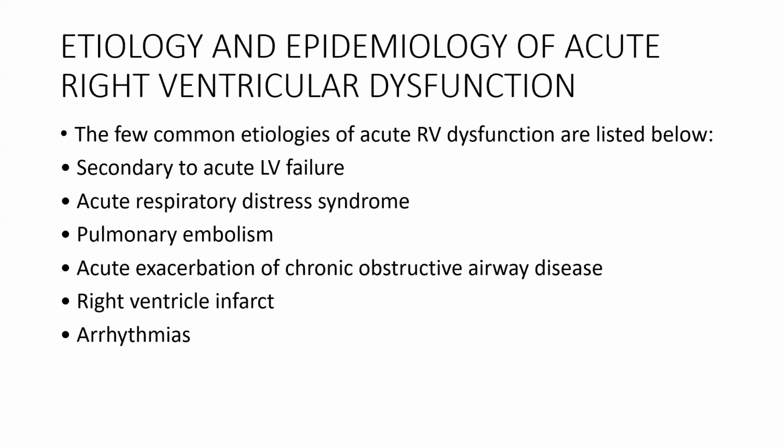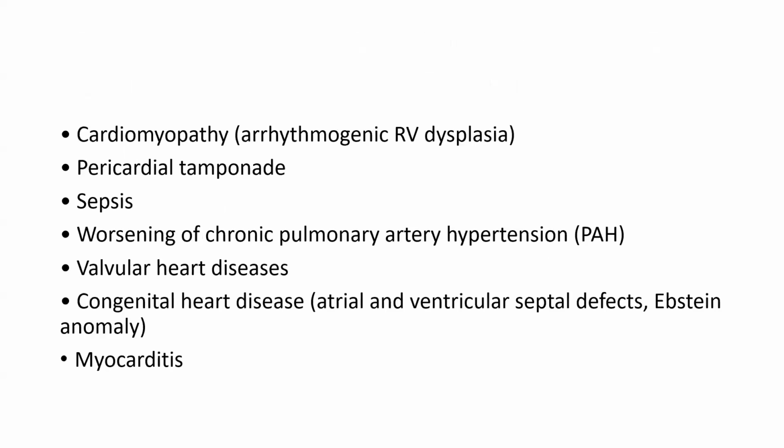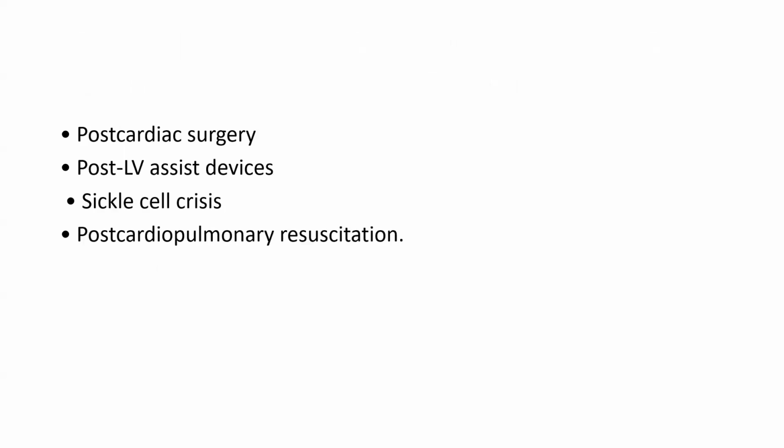Now about etiology and epidemiology of acute right ventricular dysfunction. A few common etiologies of acute right ventricular dysfunction are listed below. Secondary to acute LV failure, acute respiratory distress syndrome, pulmonary embolism, acute exacerbation of COPD, right ventricular infarct, and arrhythmia. Cardiomyopathy, pericardial tamponade, sepsis, worsening of chronic pulmonary artery hypertension, valvular heart disease, congenital heart disease, and myocarditis. Post cardiac surgery, post LV assist devices, sickle cell crisis, post cardiopulmonary resuscitation.